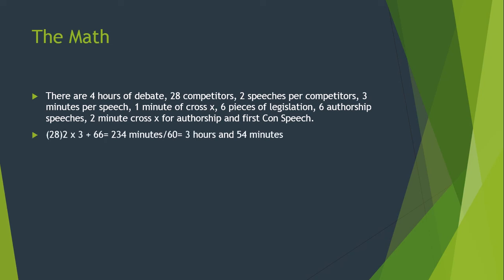Well, when you take 28 times 2, the 28 competitors times 2 for their speeches, and then you add 66 minutes, which is roughly going to be your cross-ex time, you get about 234 minutes. Then you divide that by 60, and you realize that's 3 hours and 54 minutes that you're filling up right there. So that leaves you about 6 minutes of leeway, assuming that nothing else happens. But there's a lot of debate that goes on with the voting and not moving on to the previous question. So you realize that 2 speeches is mathematically all you can get.